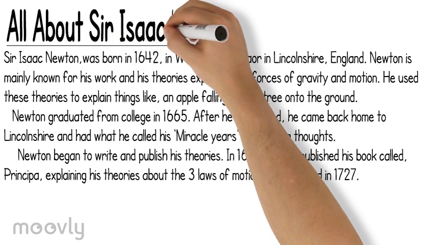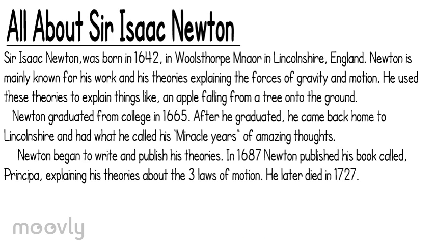All about Sir Isaac Newton. Sir Isaac Newton was born in 1642 at Woolsthorpe Manor in Lincolnshire, England. Newton is mainly known for his work and his theories explaining the forces of gravity and motion. He used these theories to explain things like an apple falling from a tree onto the ground.